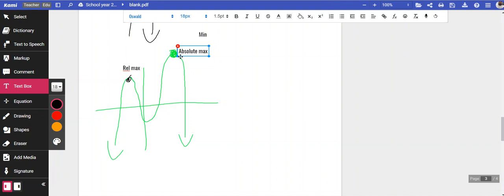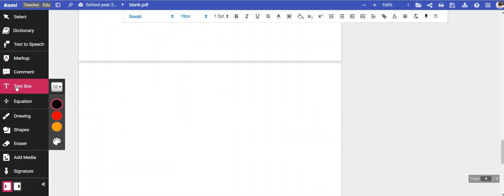The next thing I want to talk about is when they talk about increasing and decreasing behavior or intervals, right? So what is that? What are increasing and decreasing intervals? You talked about end behavior, but this is increasing and decreasing behavior. So what does increasing mean? What's the definition of that?